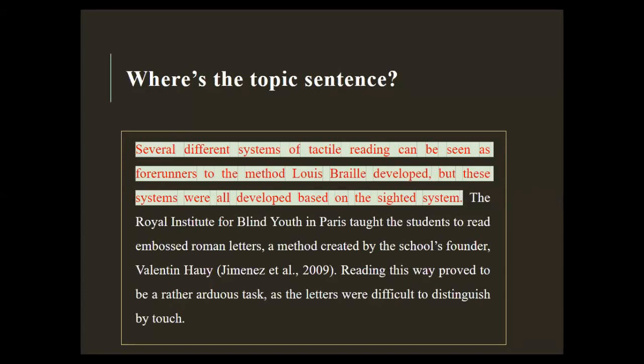This is the topic sentence. Several different systems of tactile reading can be seen as forerunners to the method Louis Braille developed. But these systems were all developed based on the cited system. So this is the main argument of this paragraph कि forerunners यानी पहले उससे आए थे. ठीक है, तो जो लुइस ब्रेल का मेथड था, डेवलप किया था, उससे पहले और बहुत ज्यादा डिफरेंट सिस्टम थे टेक्टाइल रीडिंग के, मगर वो जो सारे सिस्टम्स थे वो बेसिकली साइटेड सिस्टम के ऊपर बेस करते थे. ठीक है, फिर the remaining sentences are kind of explaining or proving your main argument.